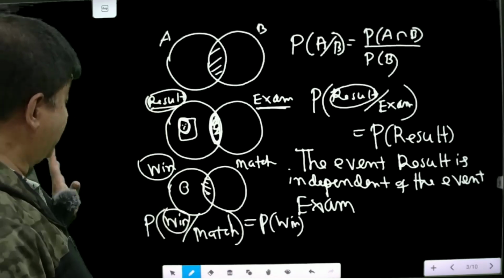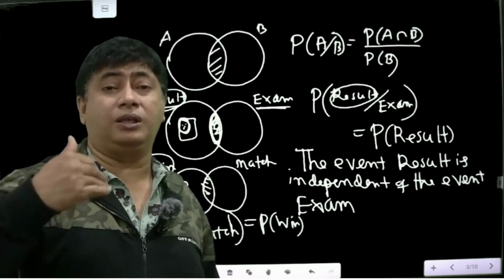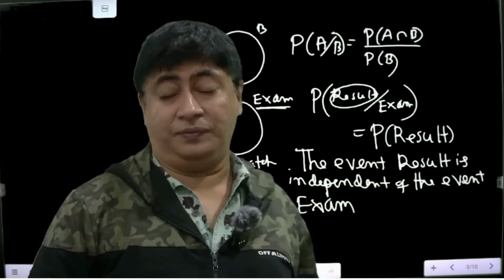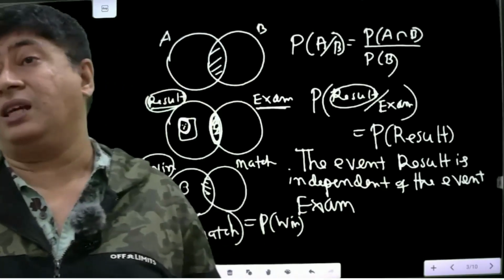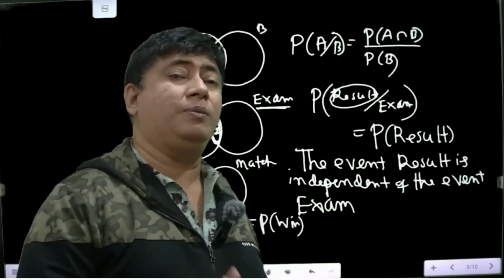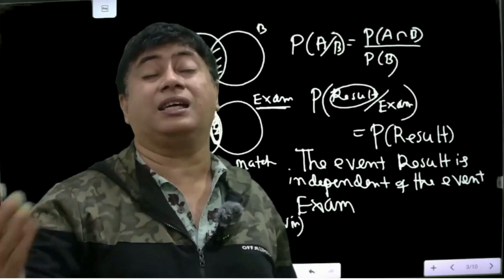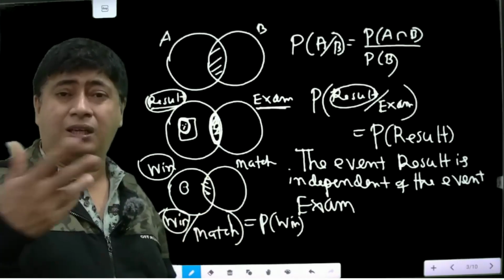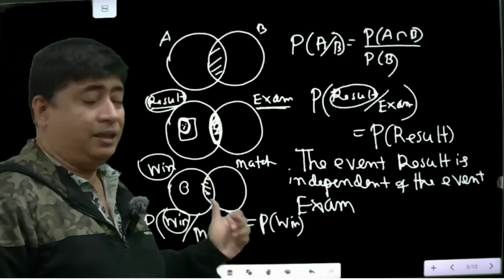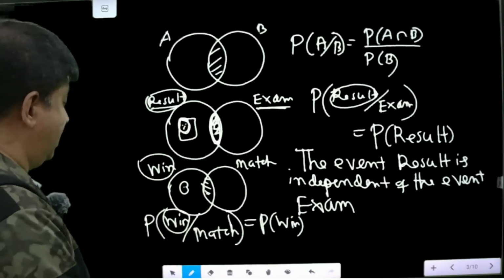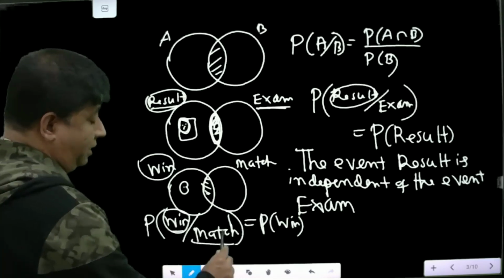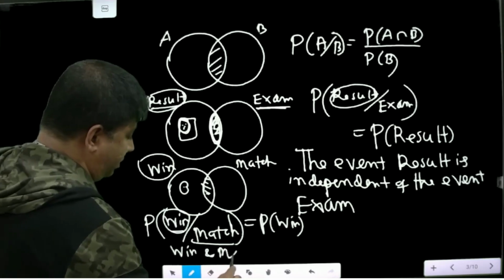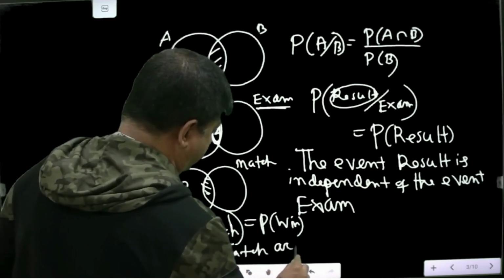Or see another good example. Suppose two teams are to play a cricket match. If one team is absent, then automatically the other team will be announced as winner. That means it is a better example. The winner team, whether the match is played or not, because the opposition is not there, will be announced as winner. In this case, winning the match and this match are independent of each other. Win and match are independent.